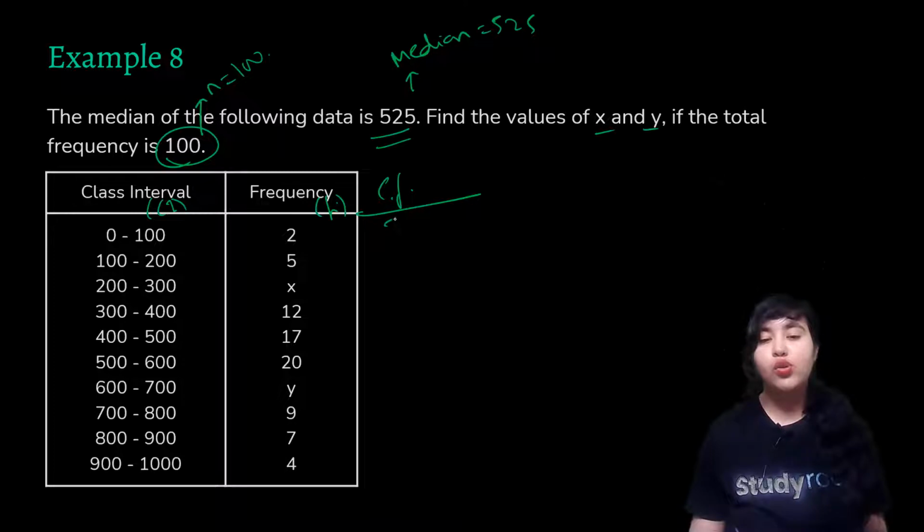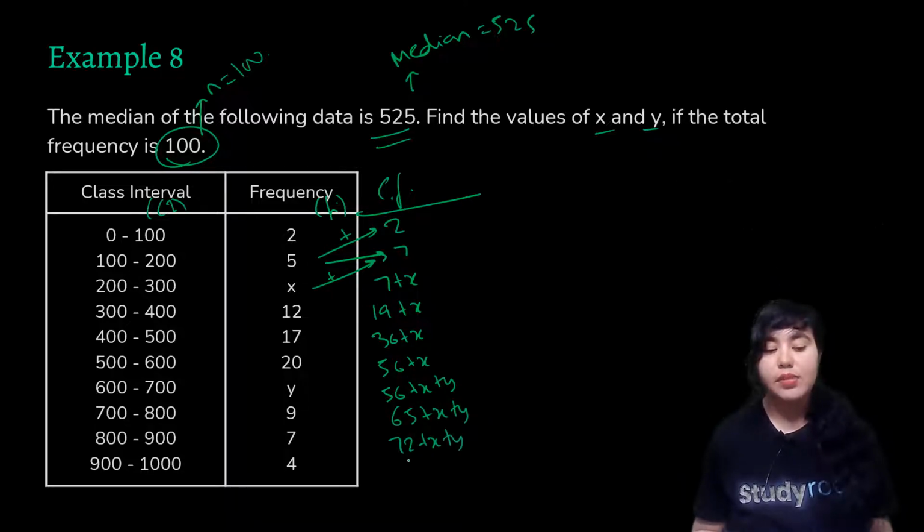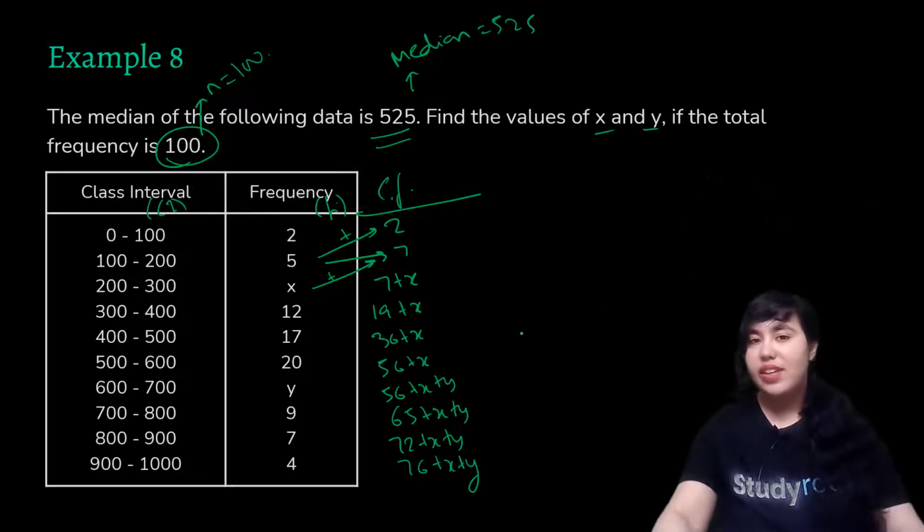So you will take 2, then you will do 2 plus 5, that will give you 7. Then you will do x plus 7, that will be 7 plus x only. Then you will add 12 to this, so this will become 19 plus x. Add 17 to this, so that will become 36 plus x. Then you will add 20 to this, that will become 56 plus x. Then you will have 56 plus x plus y. Then you will have 65 plus x plus y, 72 plus x plus y, and ultimately we get 76 plus x plus y. So these are the cumulative frequencies that we get.